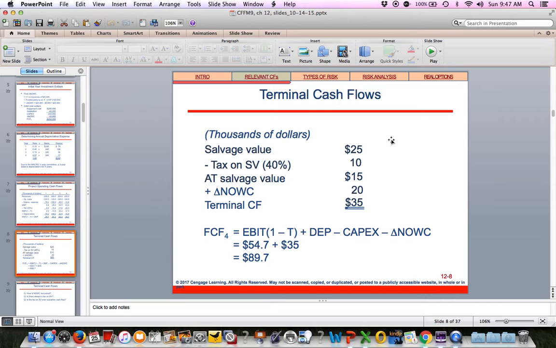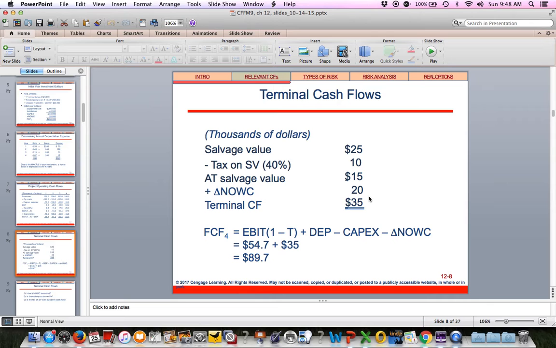So I have to take a tax. I'm going to have a gain of 25,000. Think of it like that. So it's the sale price minus book value. Book value 0. So 25,000 gain. 40% tax, 10. So I'm going to have a net cash receipt of 15,000.